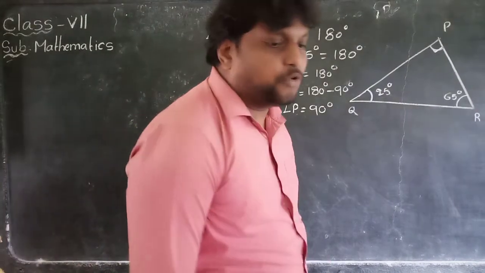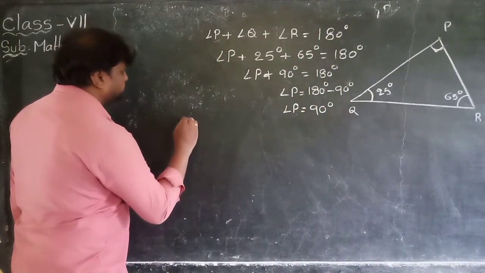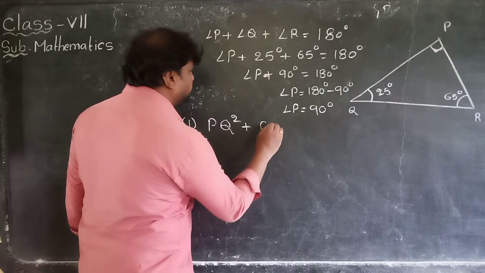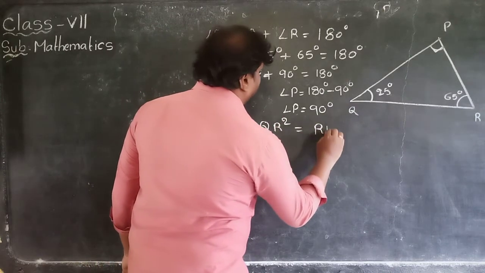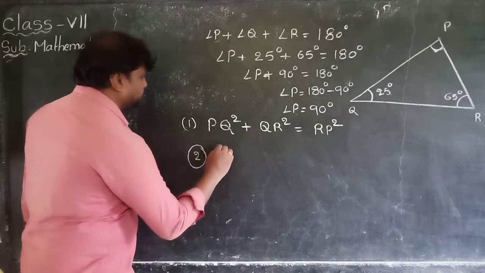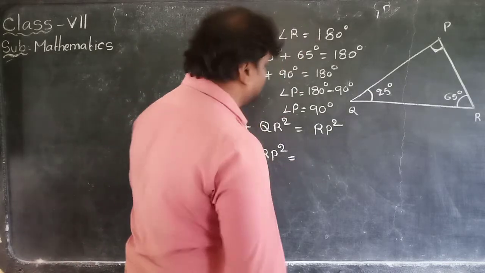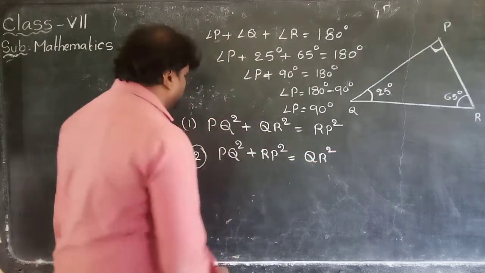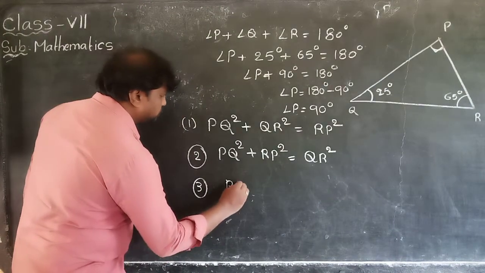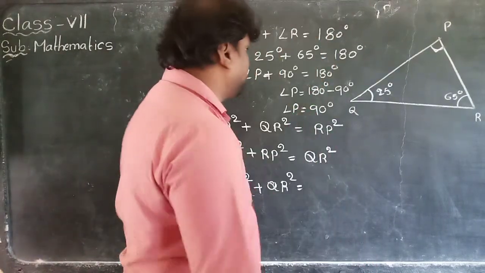He has given some statements. Are these statements true or false? We have to check. First one is PQ square is equal to PQ square plus QR square is equal to RP square. And the second one, PQ square plus RP square is equal to QR square. And the third one, PR square plus QR square, RP square plus QR square is equal to PQ square.